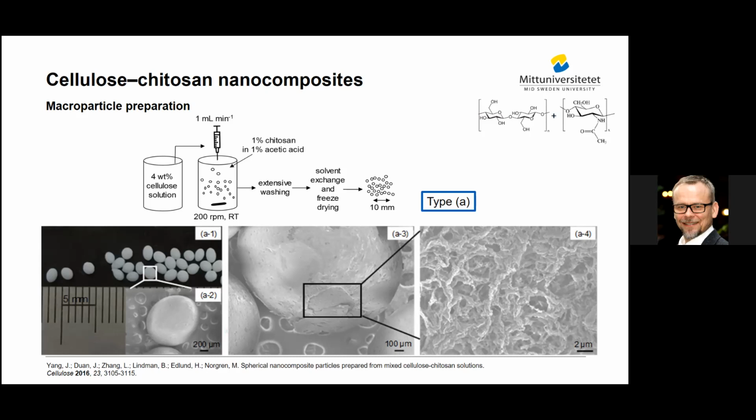And if you look closer at them, you can also find areas which tell us, if you go further to the chemical analysis later on, that you have a core-shell structure. So you have chitosan on the outside and cellulose internally, of course, since you make drops with cellulose, but you still have a coverage of chitosan here. And the structure you get, if you look, is a quite porous structure.